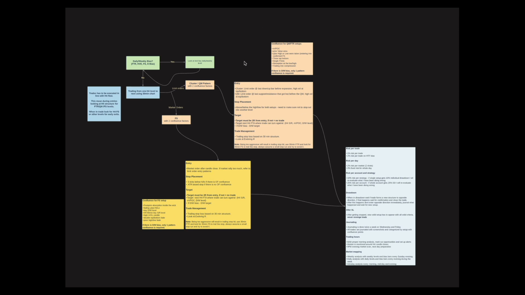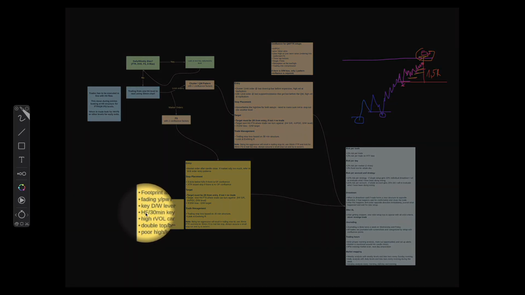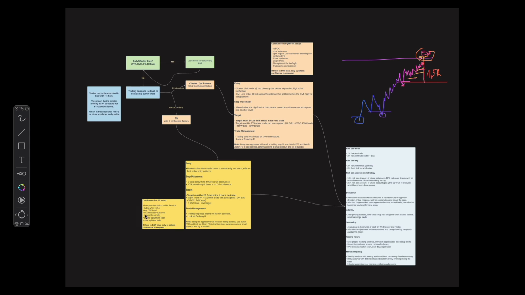So we covered the limit orders. The market order is the failed swing. Once again, 2 factors of confluence. These confluence factors are going to be a footprint absorption inside a wick, fading the prior day and week high and low, key daily weekly level, key SR level on, there is a little typo, this should be only on H4, okay, H4 key SR level basically, the failed swing on a H4 if you have confluence.